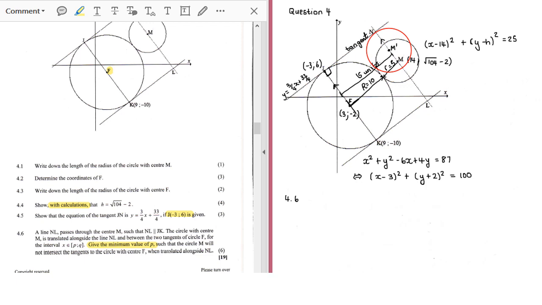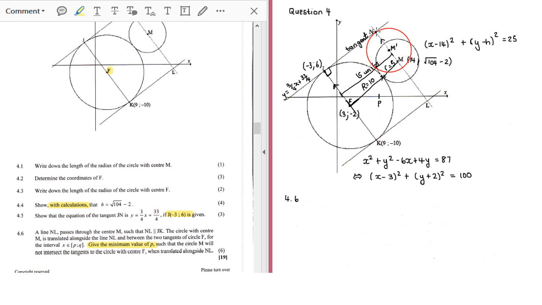Okay, so what is the goal over here? Well, the goal is to find what this x value is, because when we have that x value, this circle M is translated to the point that it is now tangential to the tangent Jn. So we're looking for that p value over there, that minimum p value.